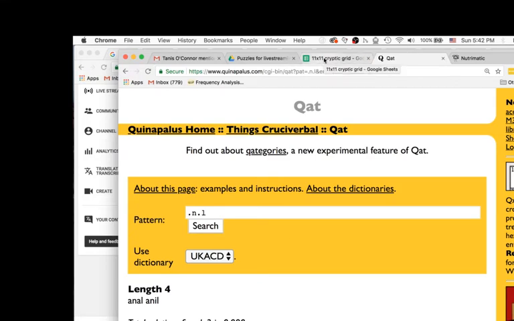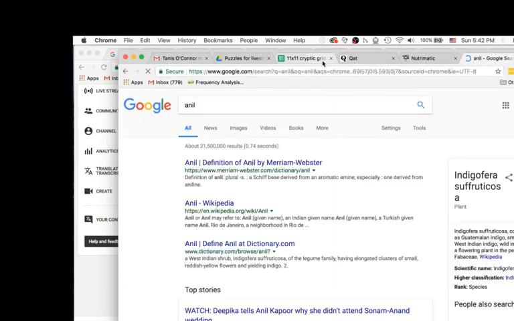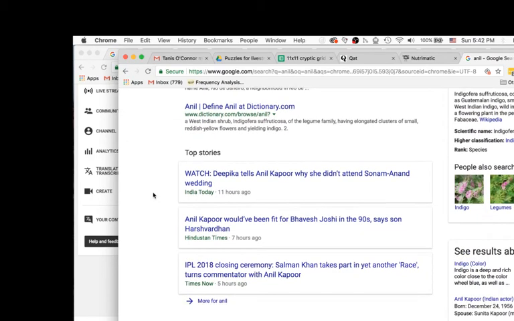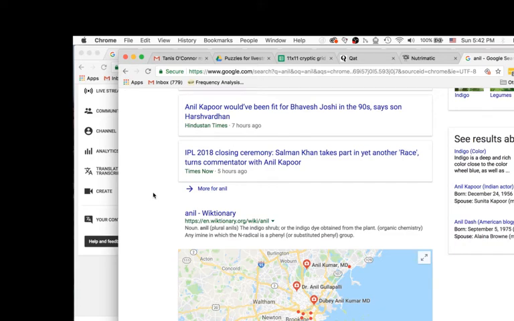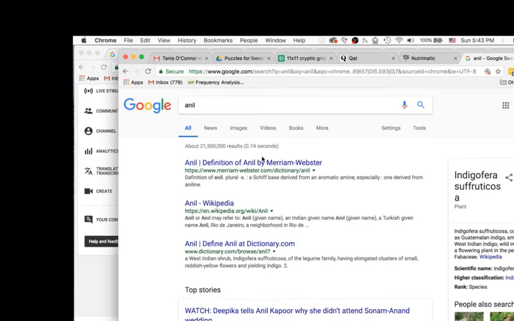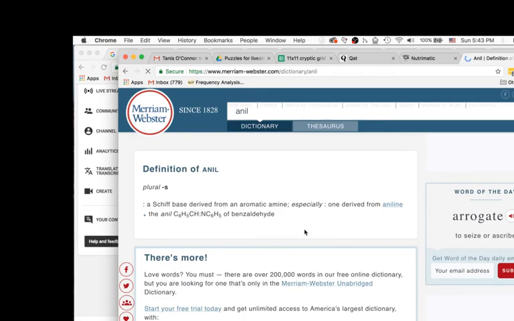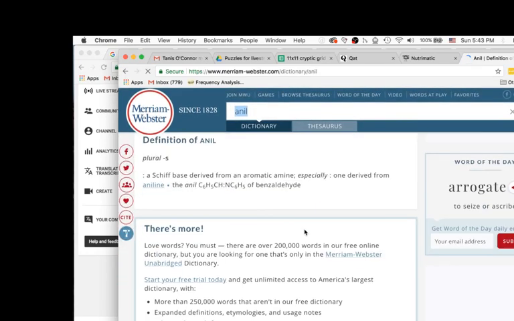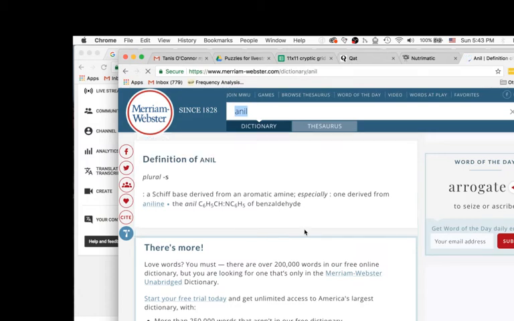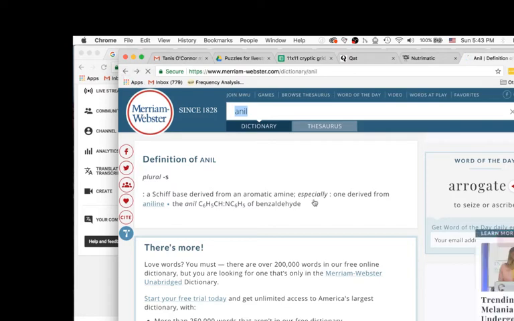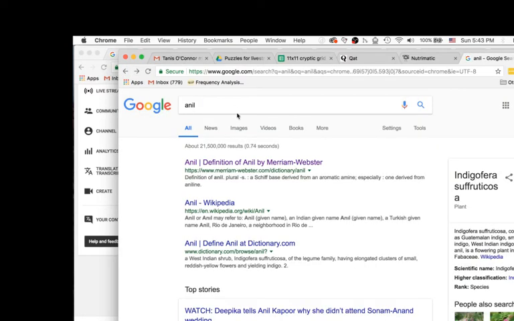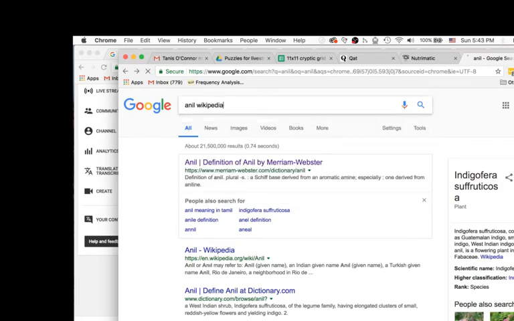Anol is, what, a dye? A Schiff base derived from an aromatic... What? Okay, it's also a given name, but the indigo shrub or the indigo dye obtained from the plant. That sounds better. Let's just see if that's listed here. Anol is worse than enol, but let me just see if it shows up in maybe Wikipedia, which has a better citation.